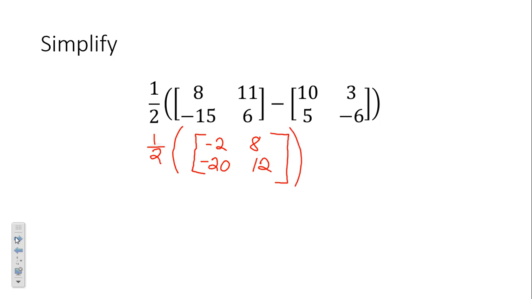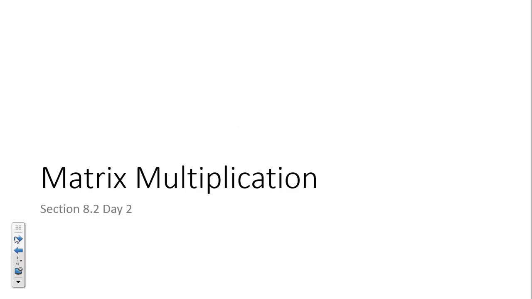Now we're taking our 1/2 times each of them. When we do that, we'll get what? -1, 4, -10, 6. So unless you're a glutton for punishment, you do the subtraction first before you do the multiplication, especially when it's a fraction. But if you really want to practice your fractions, you can. You get the same answer either way. Okay. Assignment.